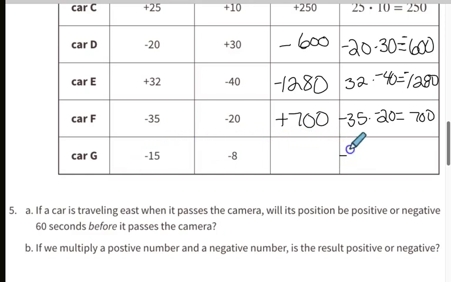15 times 8, both are negatives. 15 times 8 is 120. Negative times a negative is a positive. So we have a positive 120.